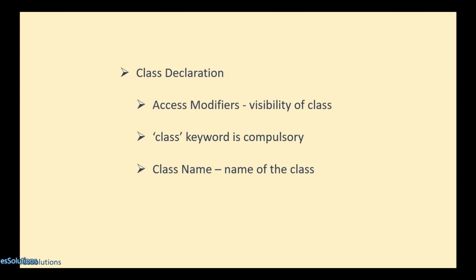When you want to use a class in C#, you need three things at a bare minimum. It will have the access modifier, it will have the class keyword, and it will have the class name. Let's look at that.